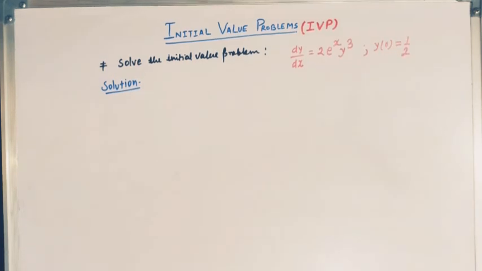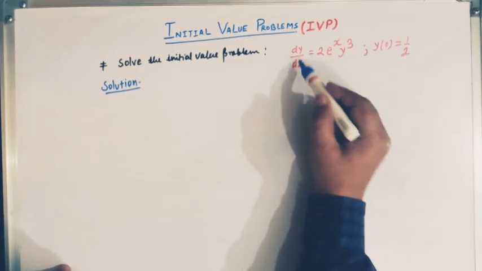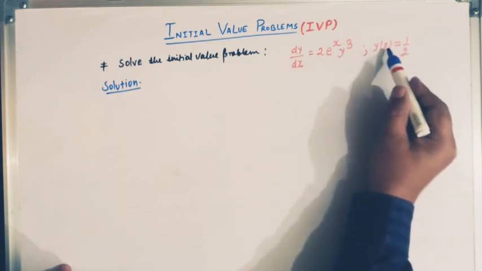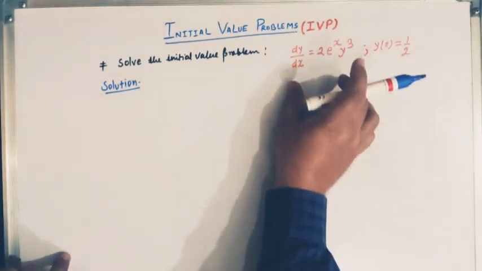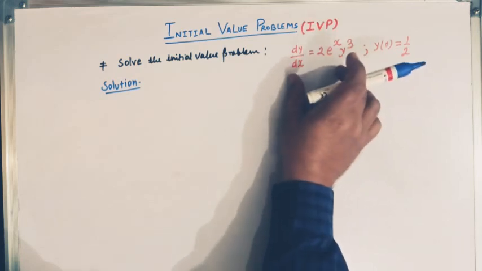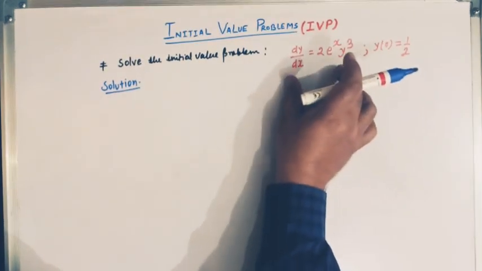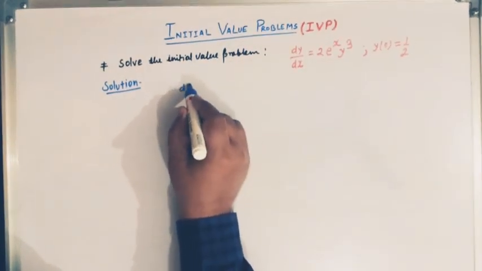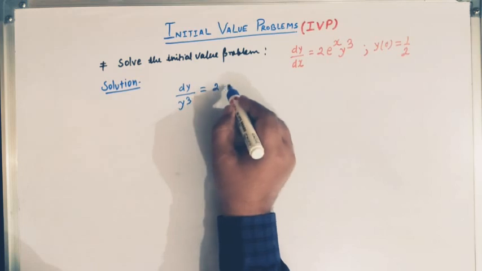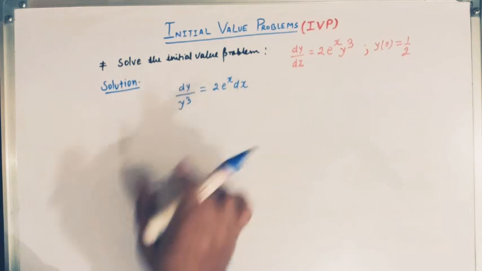Now viewers, let us take one more important problem. Here we are given the differential equation dy over dx is equal to 2 times e raised to x times y cube, and the condition is y of 0 is equal to half. So let us solve this problem. Here we see that we can separate the variables. So separating the variables, we can rewrite this differential equation as dy over y cube is equal to 2 times e raised to x dx. So we have separated the variables.